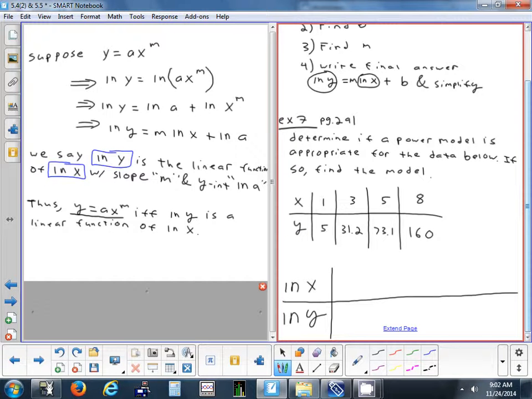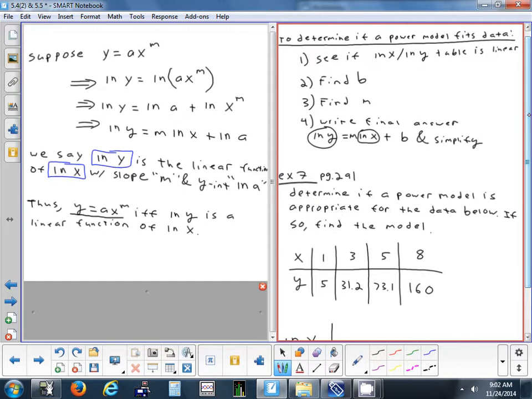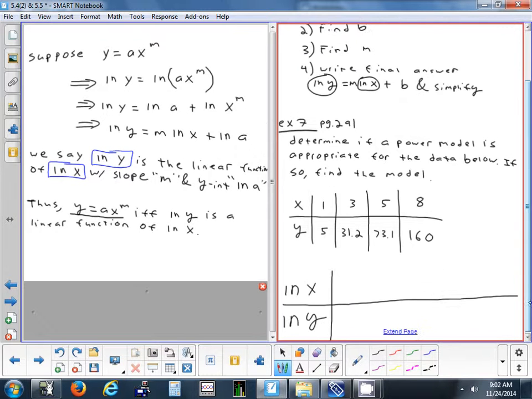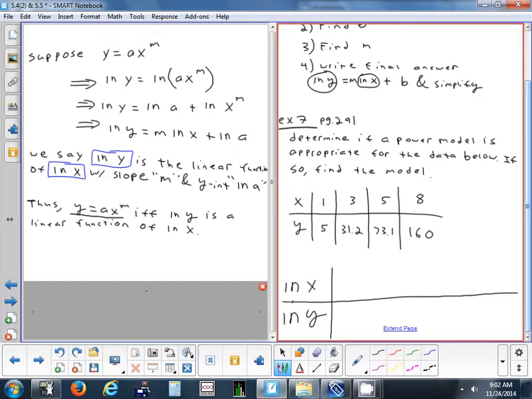So I'm going to look at natural log of x and natural log of y. Once I make this table, if it looks linear when I graph the data in this table, the ln x, ln y table, that's how you know a power model is the right thing to use. So you take all your original data, you take the natural log of everything, and then you look at that table. If it looks like a straight line when you draw it, then you know to use a power model.